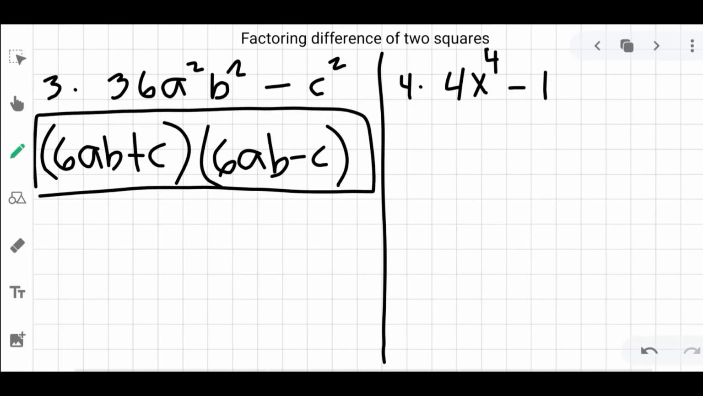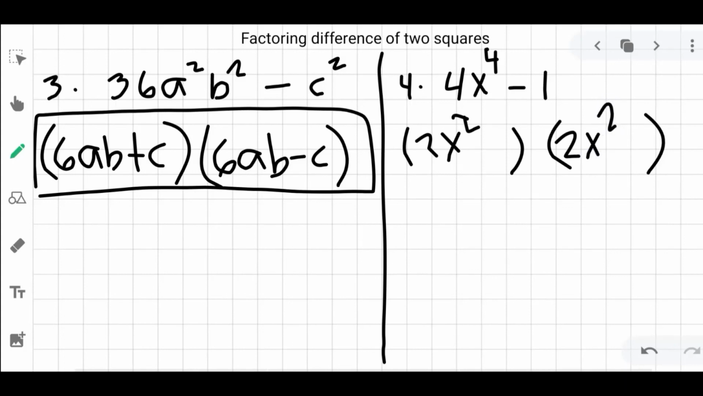For our last example, we have 4x raised to 4 minus 1. Yes, they have two terms. 4 and 1 are perfect squares. x raised to 4 has an exponent that is a multiple of 2. So we can solve that using difference of two squares. Square root of 4 is 2. x raised to 4 divided by 2, the answer is x squared. Then copy negative or positive. The square root of 1 is 1. And this is our final answer.